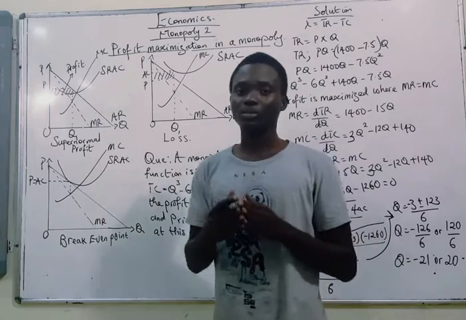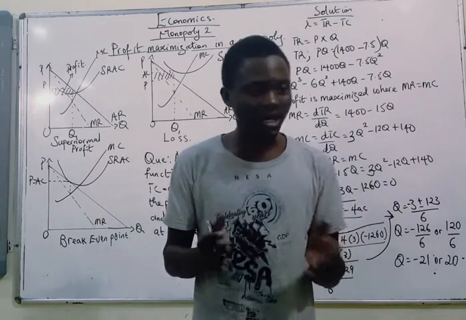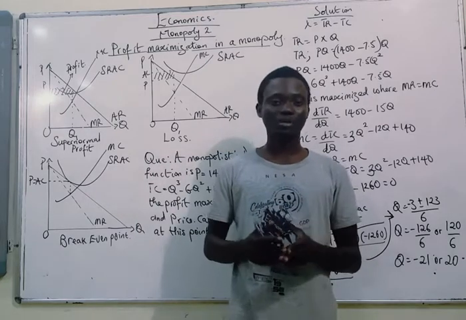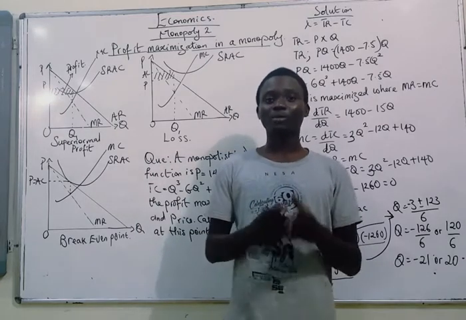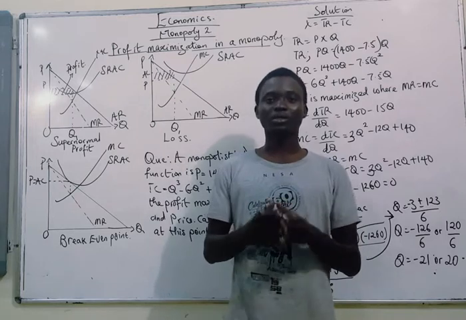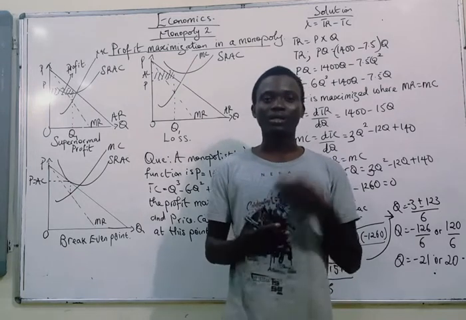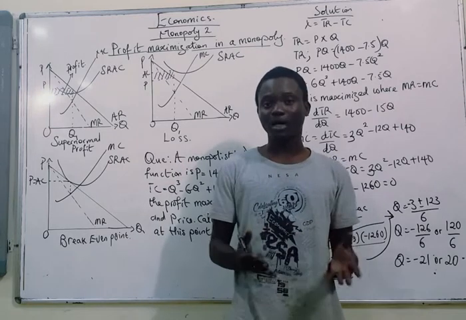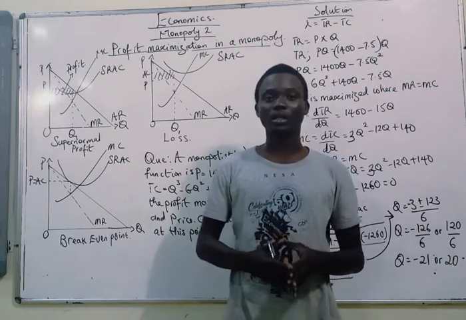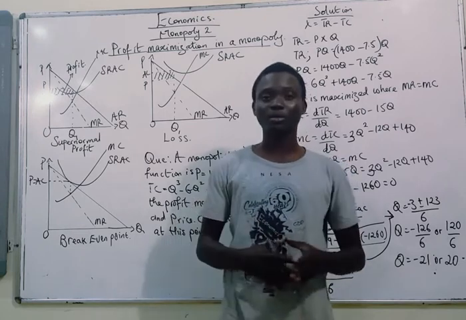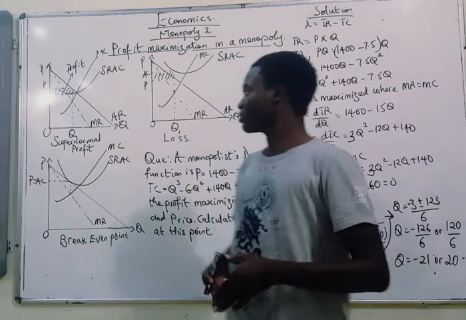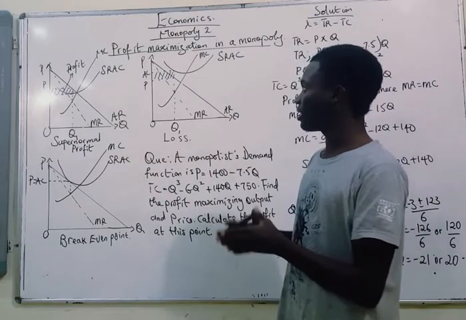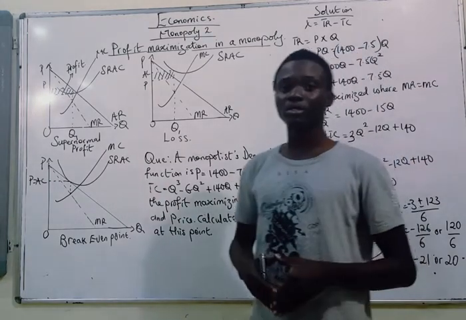So when does a monopolist maximize profit? Basically, in any market structure, profit is maximized when the marginal cost is equal to the marginal revenue. When marginal cost equals marginal revenue, the quantity is determined at that point, and then the price is discovered through the demand curve, based on the market structure we're talking about, which is monopoly.